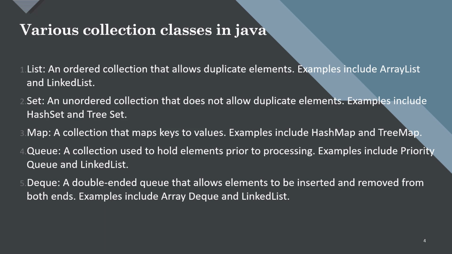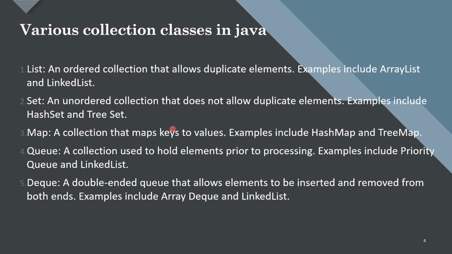Now, what are the various collection classes in Java? List, Set, Map, Queue, and Deque. We'll look at them one by one. What is a list? A list is an ordered collection that allows duplicate elements. Examples include ArrayList and LinkedList. Set. Set is an unordered collection that does not allow duplicate elements. Examples include HashSet and TreeSet.